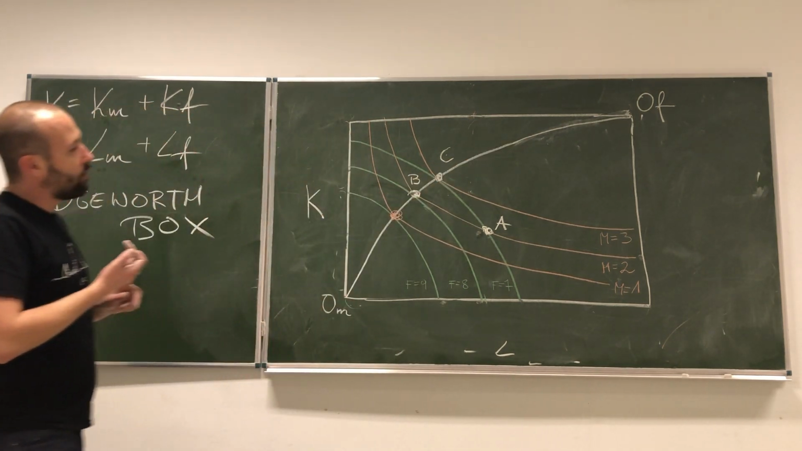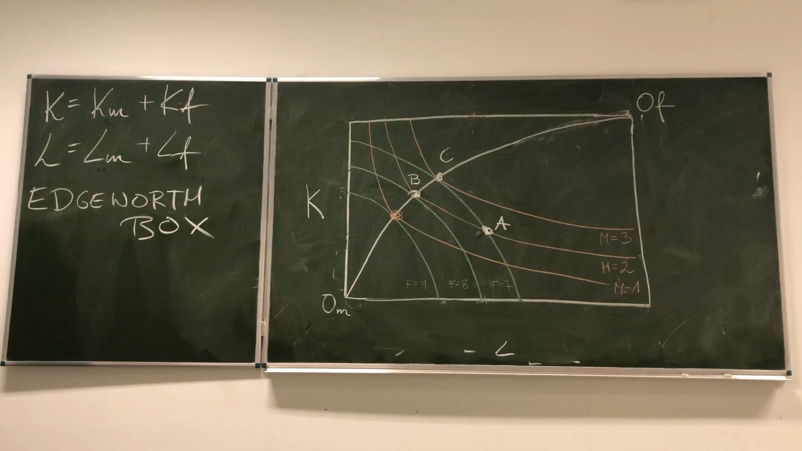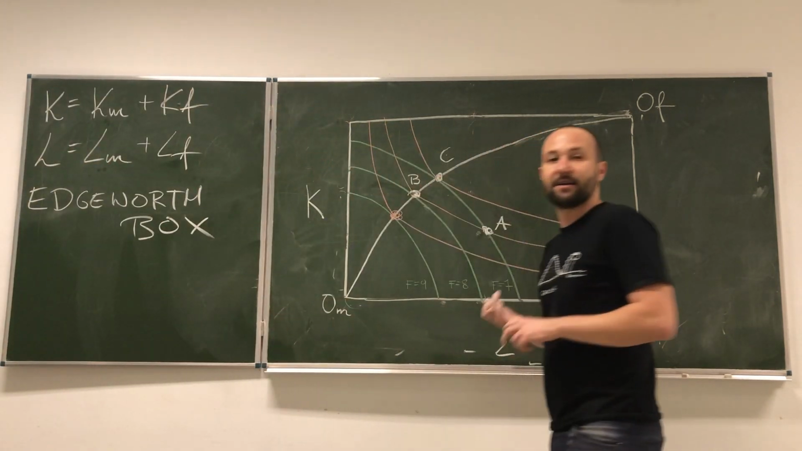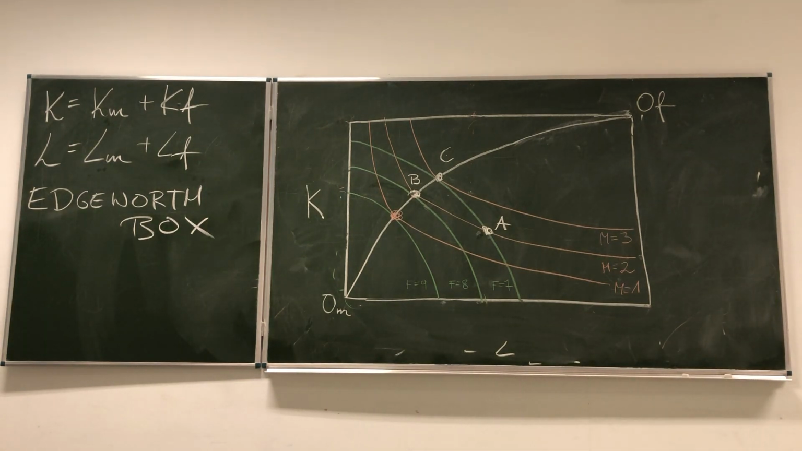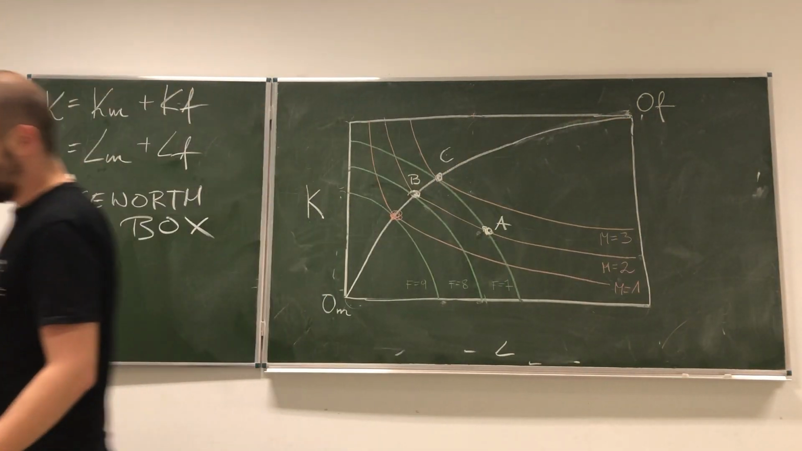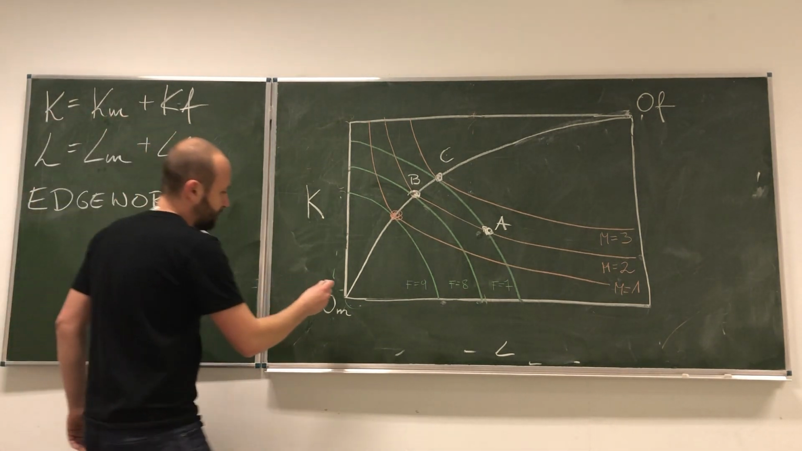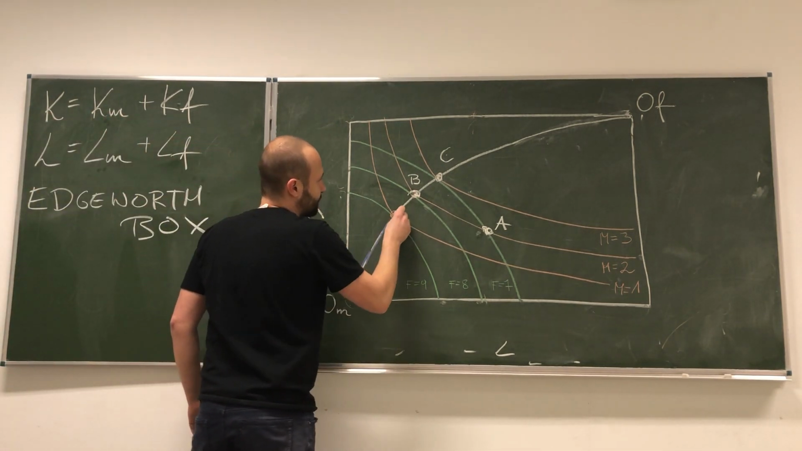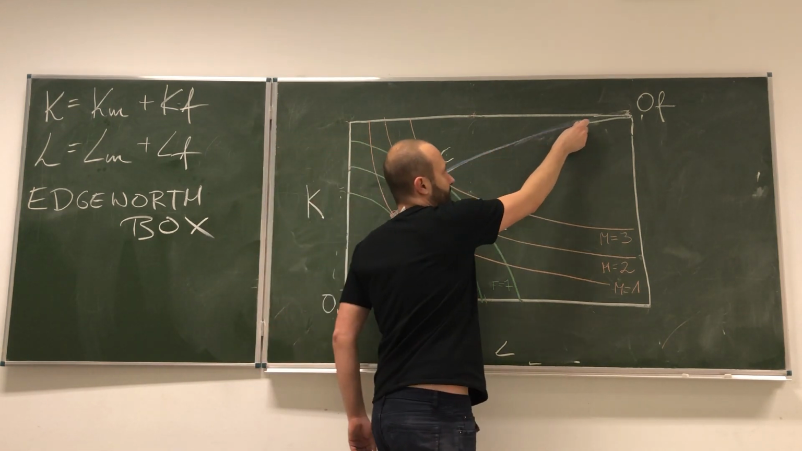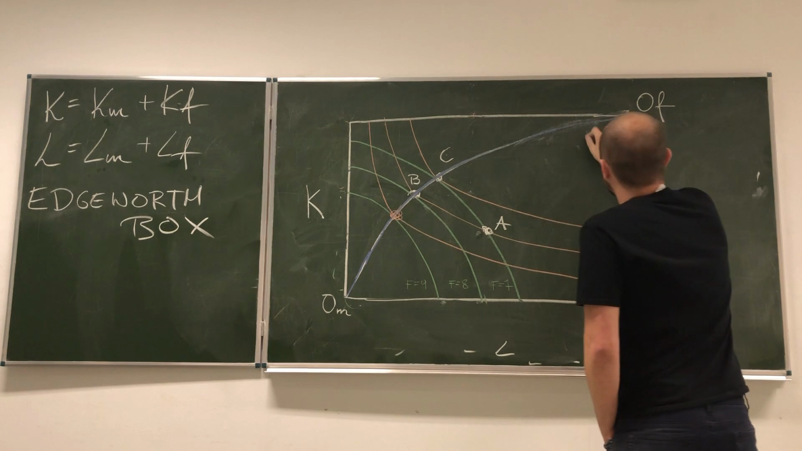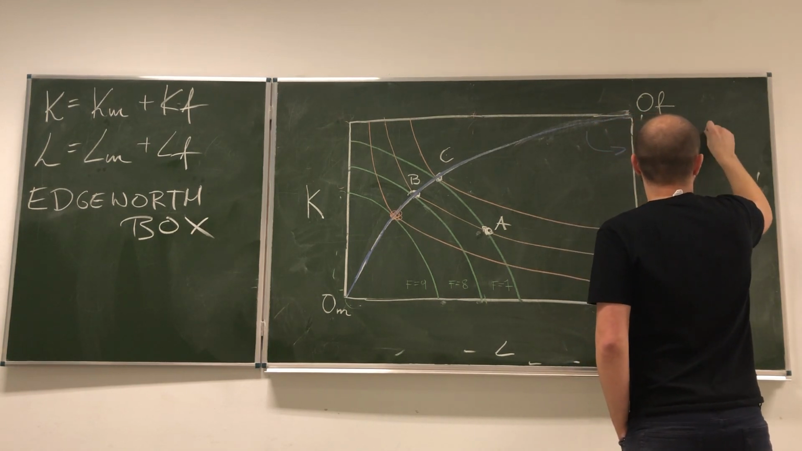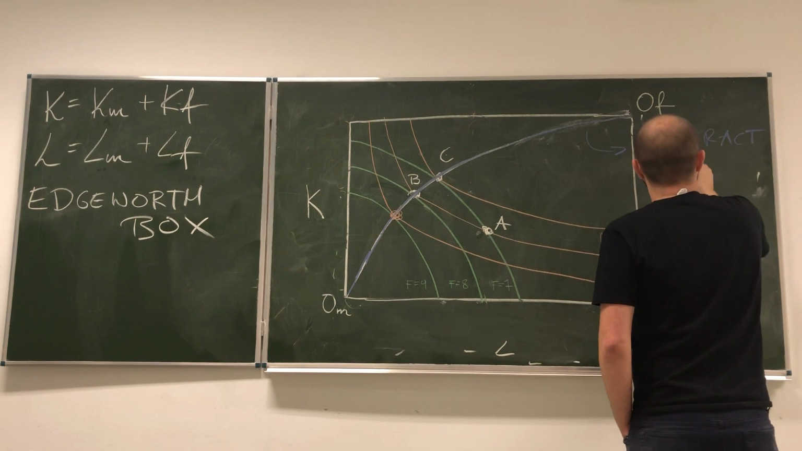So those are all the points at which the resources are allocated effectively. They all represent the best usage of resources in the economy, in the production of food and manufacturing. And this line that connects all those points is called the contract curve.